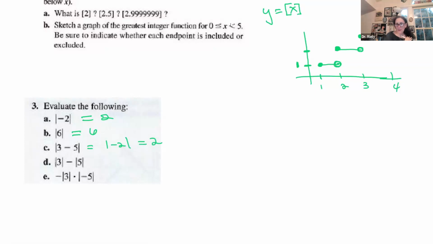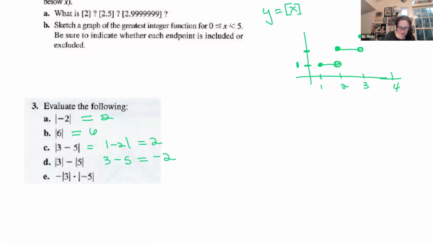As opposed to this next problem. These are not the same problem, even though they have the same numbers. So this is the absolute value of 3 is 3. I'm done doing absolute value. And the absolute value of 5 is 5. But my answer is a -2 because I no longer have an absolute value piece to evaluate.